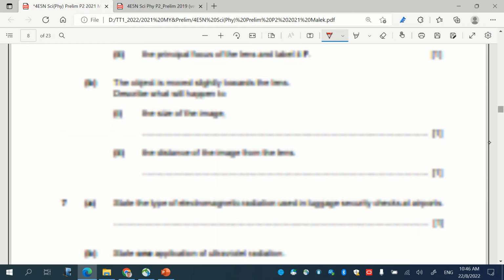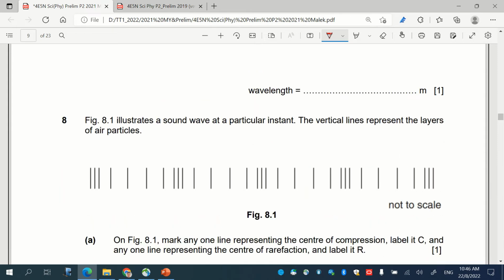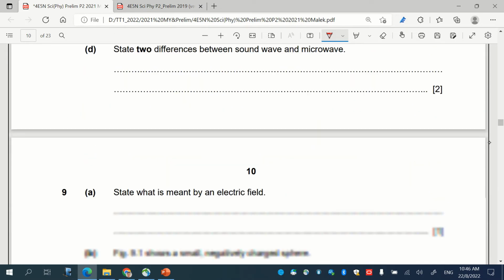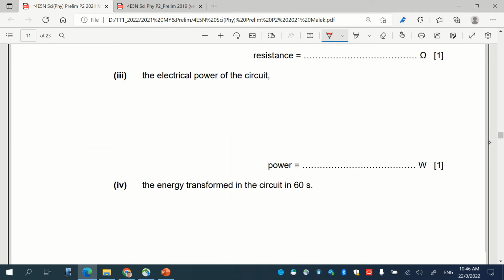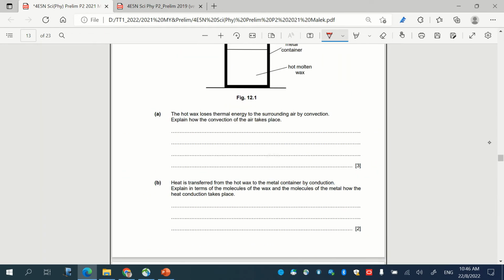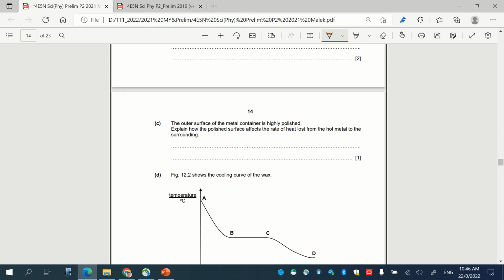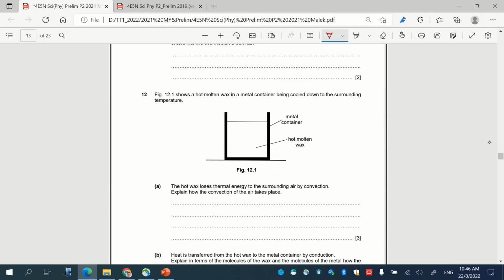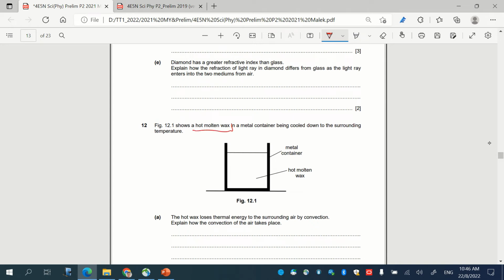One last question. If you turn to question 11 that we mentioned about melting and boiling, that kind of question. Let's look at the graph. That's question 12D. Okay. If we look at question 12, this question was badly done in last year's prelim because students also did not get the hint from the question. The question actually started with what? Hot molten wax. Hot molten wax is what state? It's a liquid state. Hot molten wax is a liquid state.